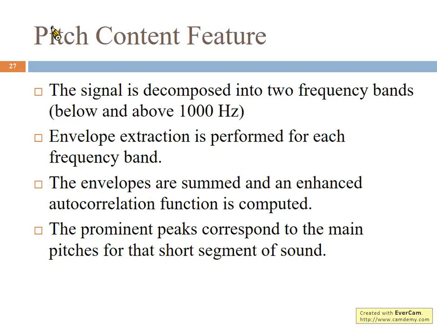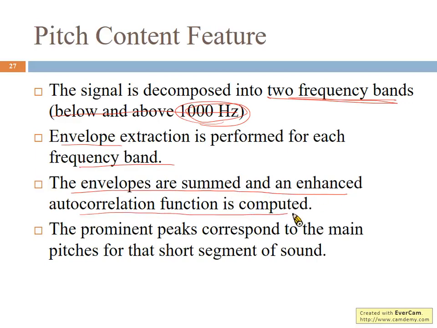And we want to extract the pitch content feature. The idea is very similar to the rhythmic content feature because they both have to calculate the self-similarity. The signal is decomposed into two frequency bands, below and above 1000 Hz. Then we extract the envelope for each frequency band. The envelopes are summed and an enhanced autocorrelation function is computed. So the whole process is the same as what we did to extract the rhythmic content feature.